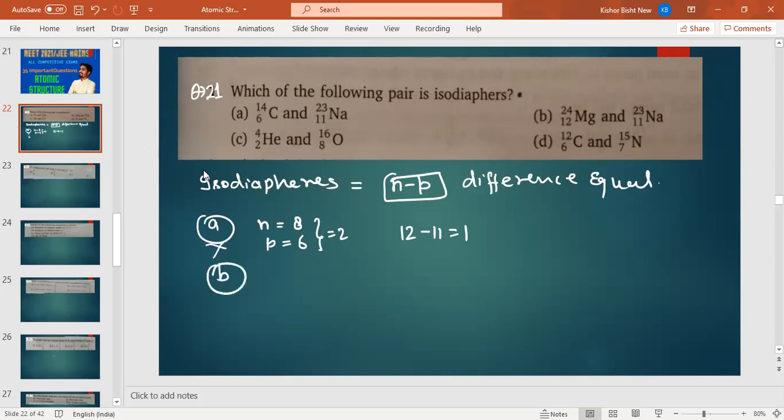Come to the B option. 24 minus 12, you will get 12 minus 12 equal to 0. In the second case, 23 minus 12, 12 minus 11 equal to, you will get 1. So it is not equal. Come to the C, 2Ag4, 4 minus 2, 2 minus 2 equal to 0. And 8 minus 8 equal to 0. So here the difference of neutron and proton both are equal, 0, then your answer is C.